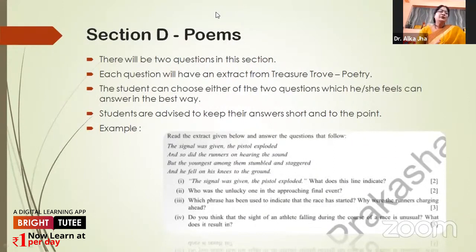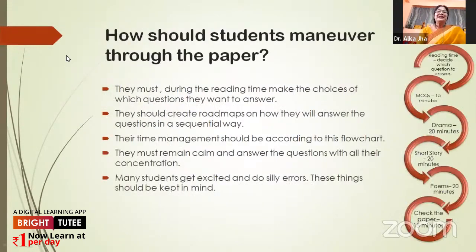And as I was telling you, some children will need to be told over and over again that if they are choosing one question, they must attempt all the sections from that question. They can never even think of attempting 2 from here and 2 from there. That sounds a little weird, but some children can sometimes do it. So let us just rule out that possibility. How the child should actually maneuver. Excuse me for the spelling, because that's how Google takes it through the paper.